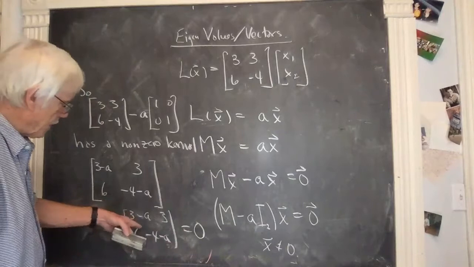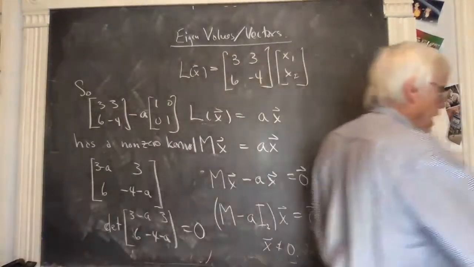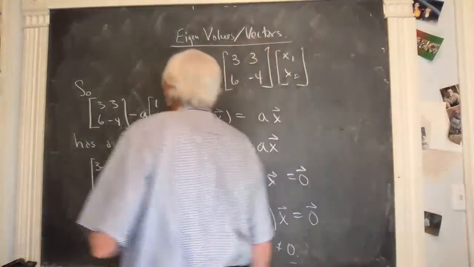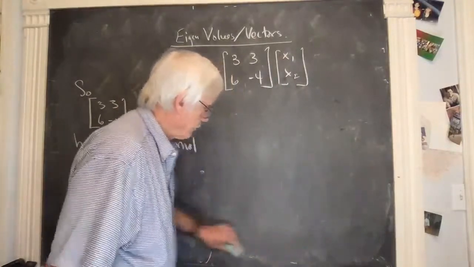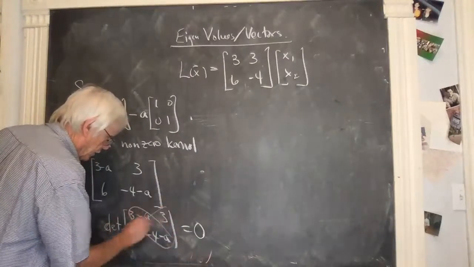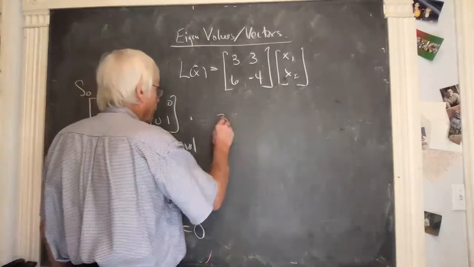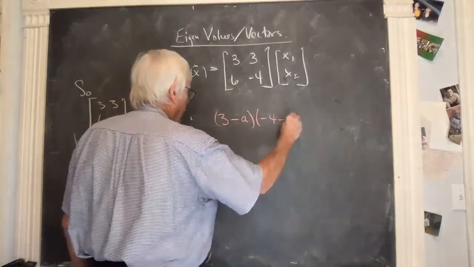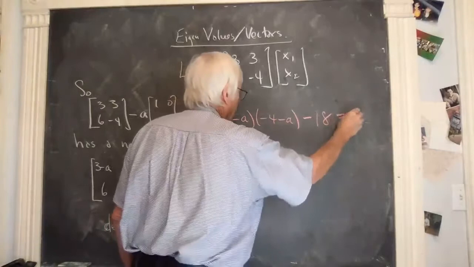And the A's that make these columns linearly dependent are exactly the eigenvalues that you want. All right, so I'm going to erase some of this stuff now and continue. This determinant we can do by hand pretty easily. This times this minus this times this. So the determinant, (3 minus A) times (minus 4 minus A) minus 18 equals 0.